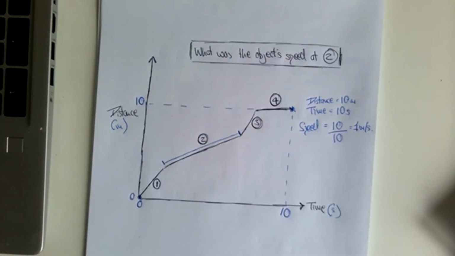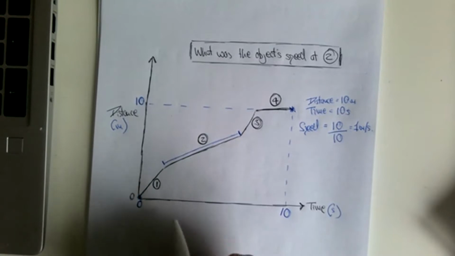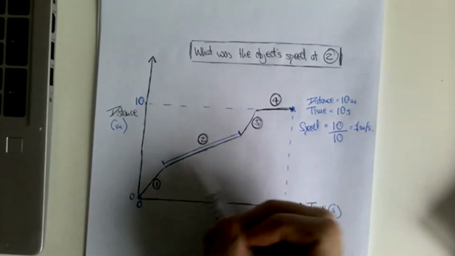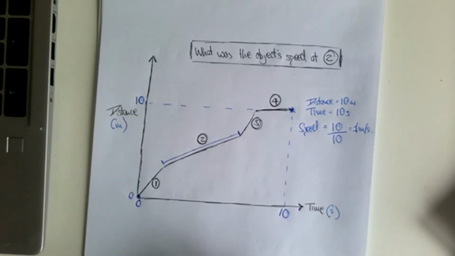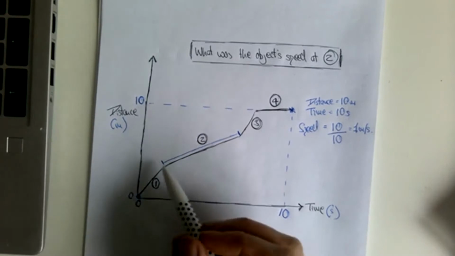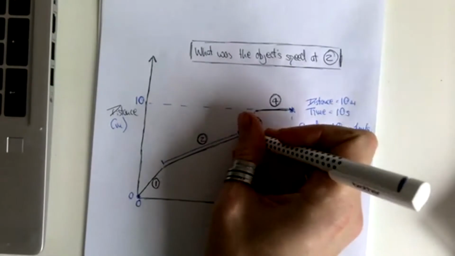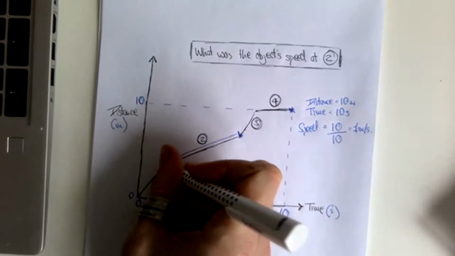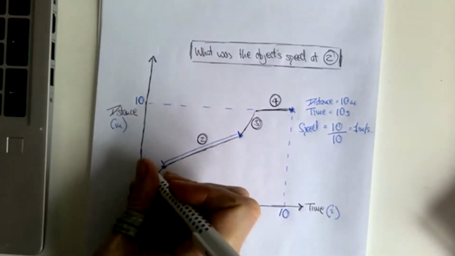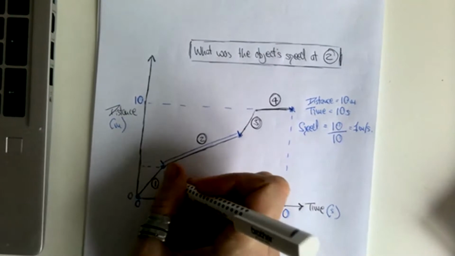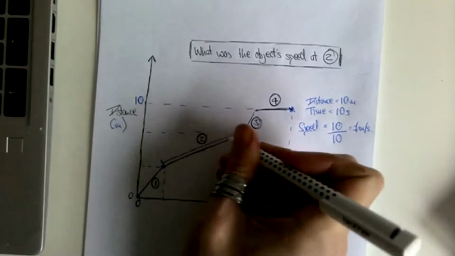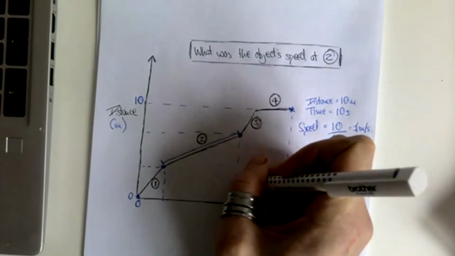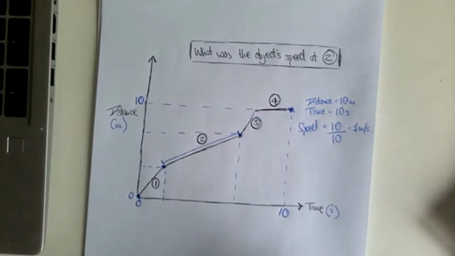Now, a little bit more complicated when it comes to working out the speed of an object during a section of the journey. The way in which we do this works on a very similar measure, but we need to find our start point and our end point of this section of the journey. So, if we were to draw it on our graph, we would rule off like so, and we would rule off like so. And we'd go, okay, what's the distance and what's the time at each of these points?